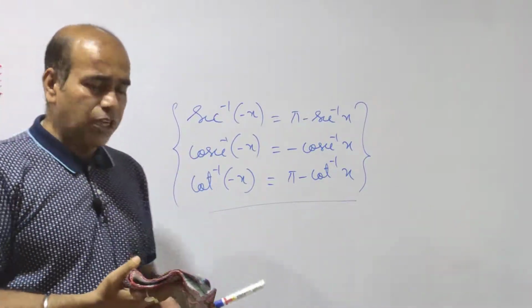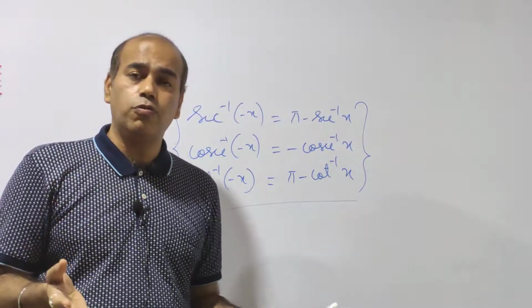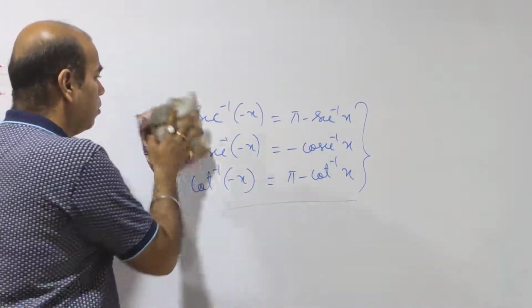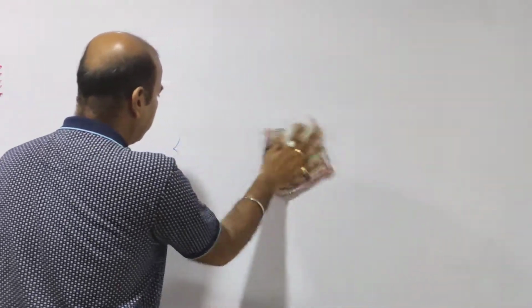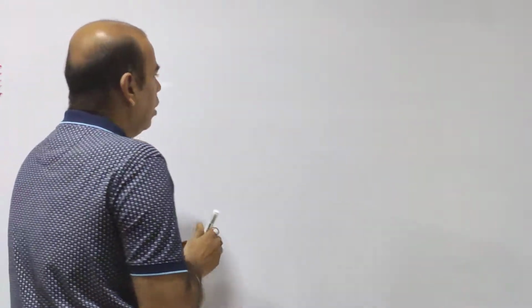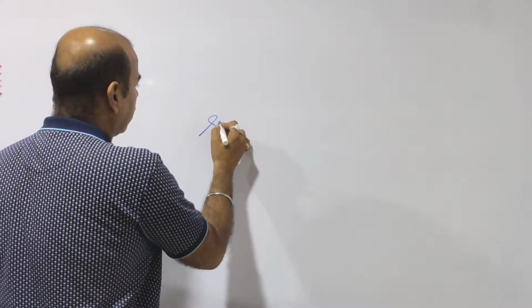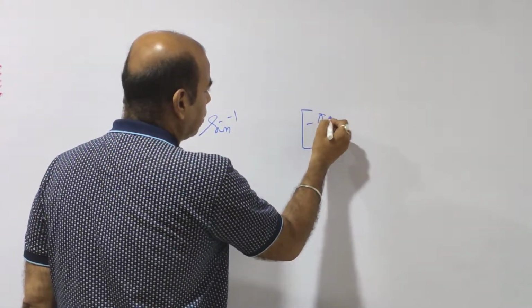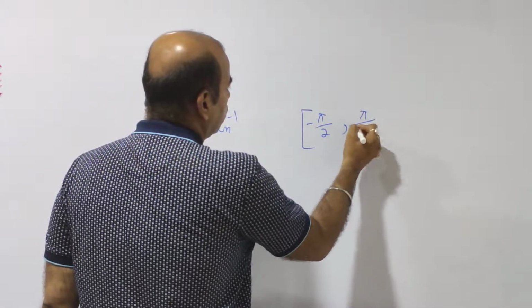Students, now let me write the range where inverse trigonometry is possible, and how inverse trigonometry is possible, that also I am mentioning now. Like if it is sine inverse x, sine inverse range is the closed interval minus pi by 2 to pi by 2.